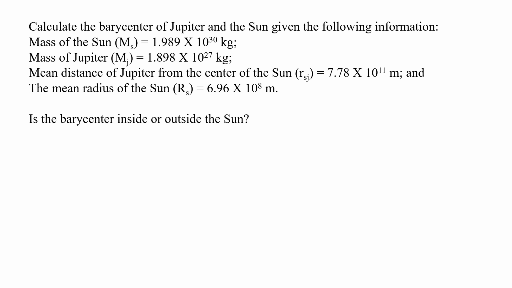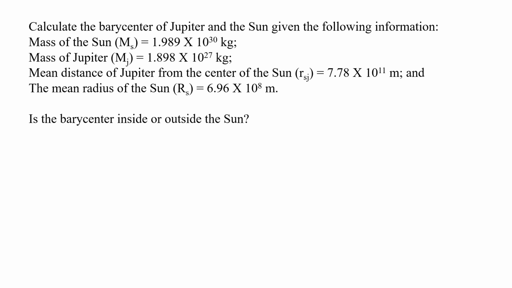Calculate the barycenter of Jupiter and the Sun given the following information. Mass of the Sun: 1.989 times 10 to the power of 30 kilogram. Mass of Jupiter: 1.898 times 10 to the power of 27 kilogram. Mean distance of Jupiter from the center of the Sun: 7.78 times 10 to the 11 meter.